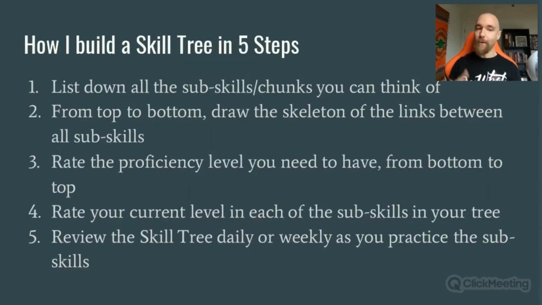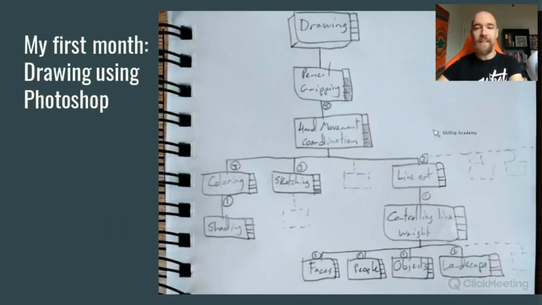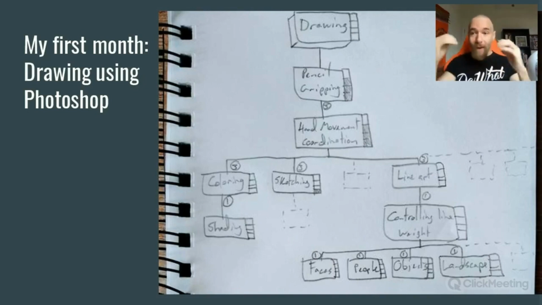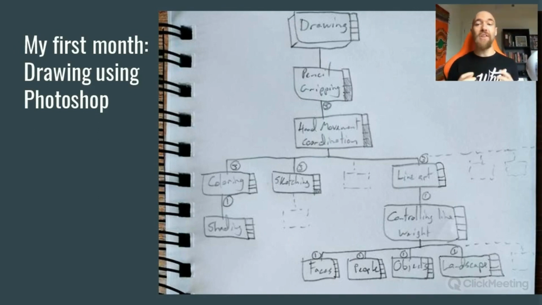Number 4, rate your current level in each of the subskills in the tree. So that's the little squares here. So once you've done that, the magic really starts to happen. You're aware of what you have done before, what you've previously learned, and you know what you need to actually focus on to do the other subskills. So once you have this, you're actually aware if you're going to be able to learn the skill you set out to learn in the amount of time that you have.